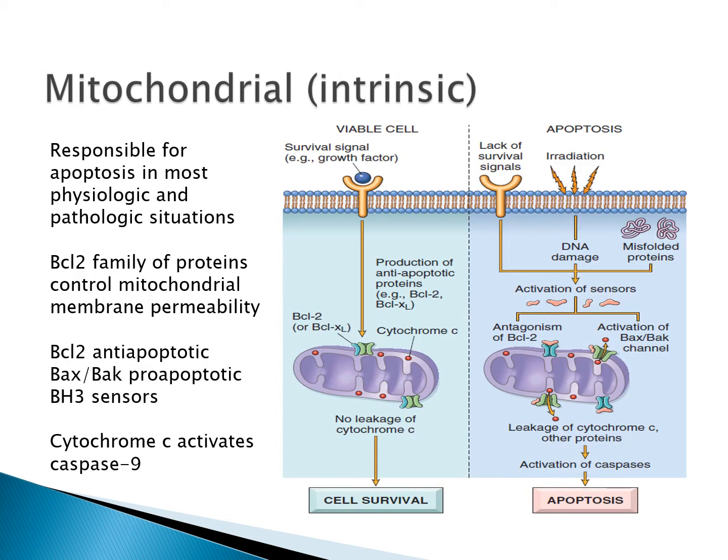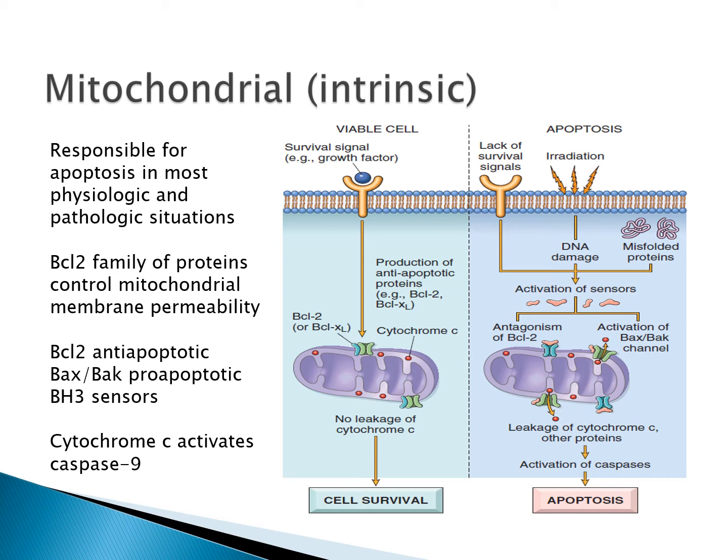So let's start with the mitochondrial pathway, which we also call the intrinsic pathway, which is responsible for apoptosis in most pathologic and physiologic situations. This pathway is regulated by the BCL2 family of proteins. This BCL2 family has approximately 20 proteins. They control the mitochondrial membrane permeability. As you know, the mitochondria store a substance called cytochrome C. This substance is kept away from the cytoplasm in order to prevent apoptosis in normal conditions.